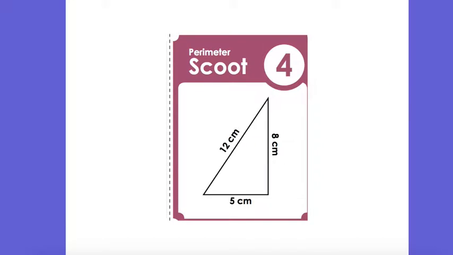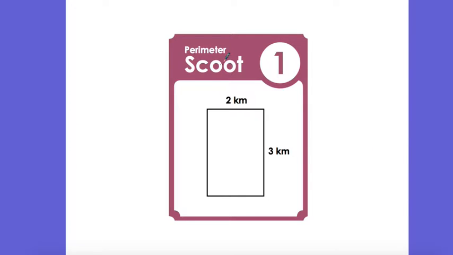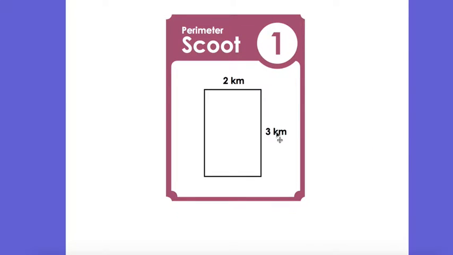This one's easy. I'm going to skip it. We've done several examples like that. What about this one? A lot of students are going to say 3 plus 2. Is that correct? No, the perimeter is all of the sides. So I have to figure out this missing side and this missing side before I add everything up.